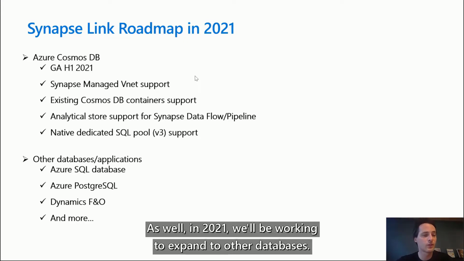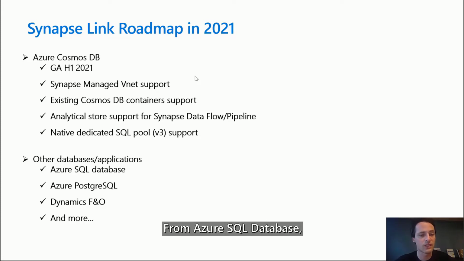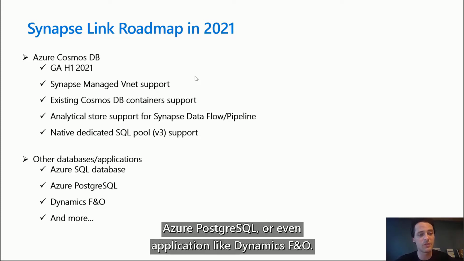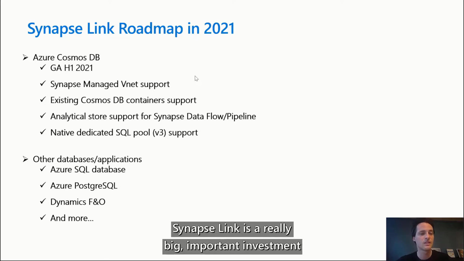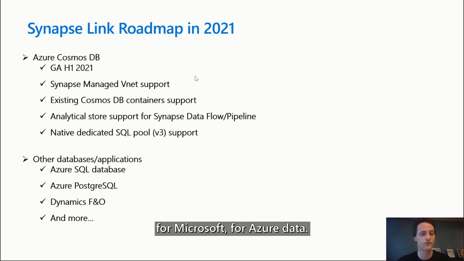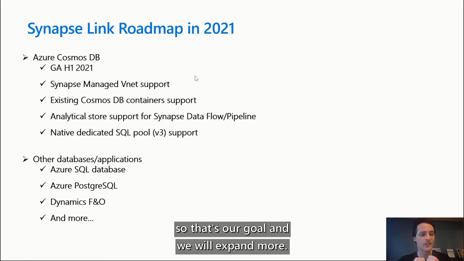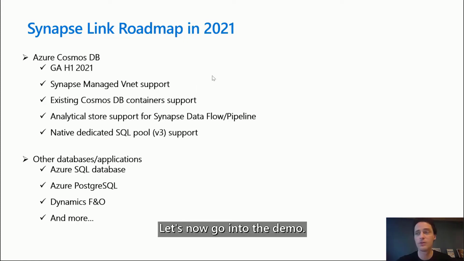As well, in 2021, we'll be working to expand to other databases, from Azure SQL Database and Azure PostgreSQL to even applications like Dynamics F&O. Synapse Link is a really big, important investment for Microsoft, for Azure data. And it will really help customers build a connected data hub for doing all of their analytics in a single click. So that's our goal, and we will expand more. Let's now go into the demo.